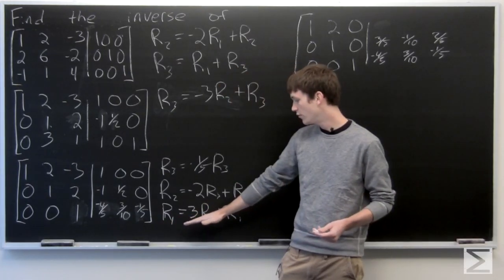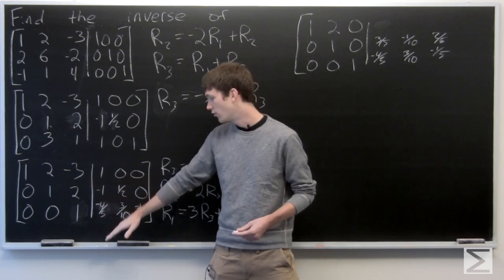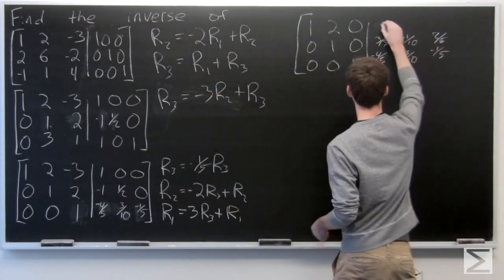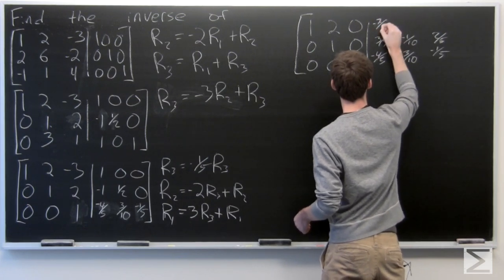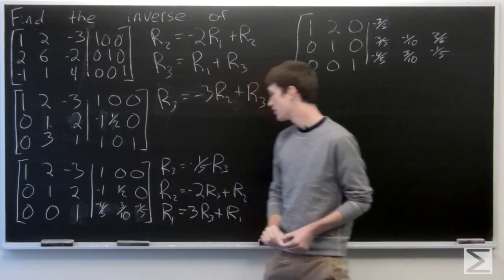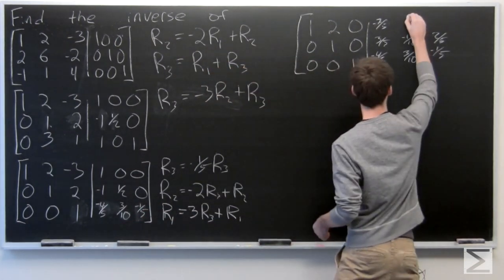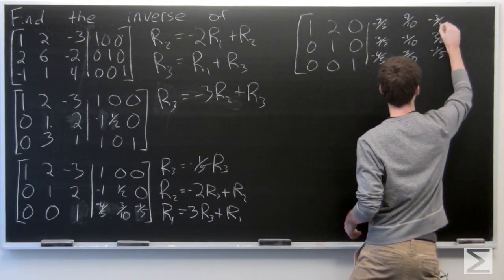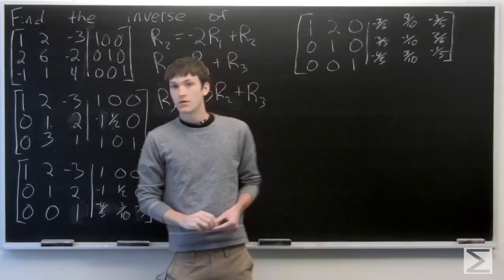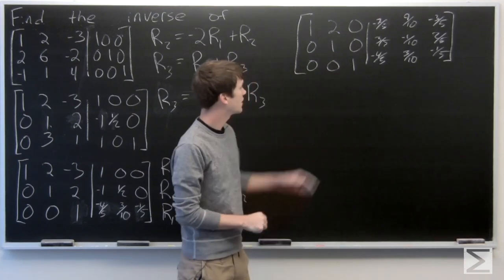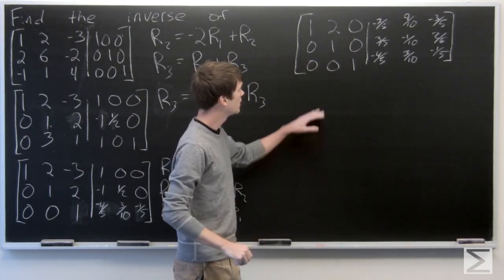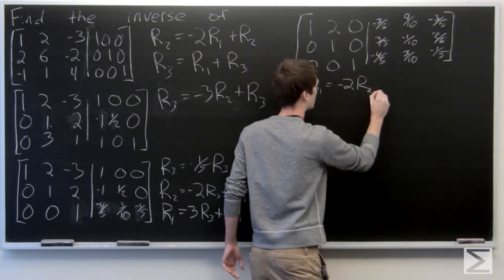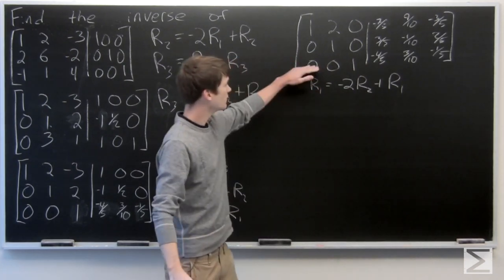And then finally for row 1, we have 3 times row 3 added to row 1. So 3 times negative 4 fifths is negative 12 fifths plus 1 is negative 7 fifths. And then 3 times 3 tenths is 9 tenths plus 0. And negative 3 fifths is our last term. So we're almost at the identity matrix on the left-hand side of our augmented matrix. And all that's left to do is let row 1 equal negative 2 row 2 plus row 1 to clear out this 2.